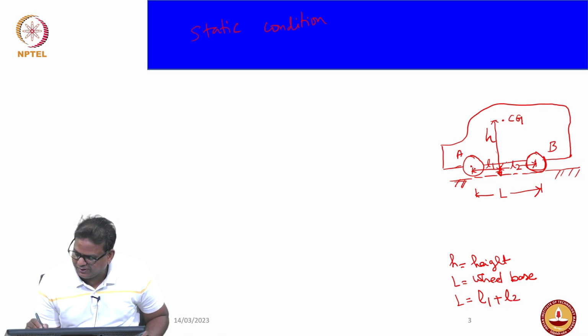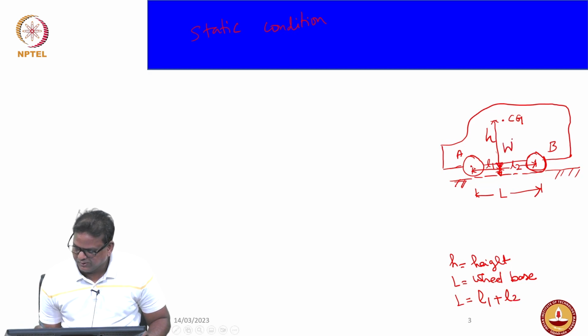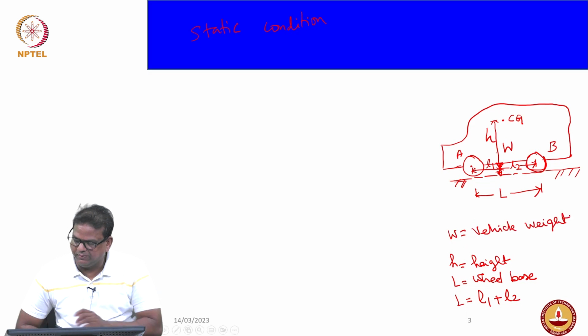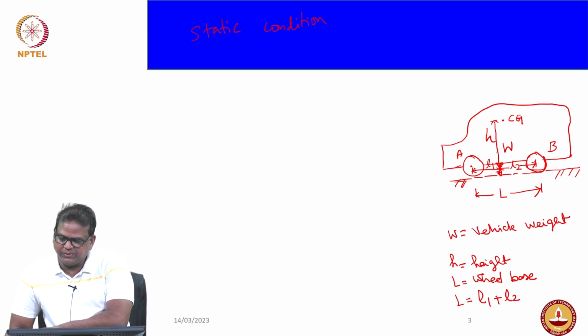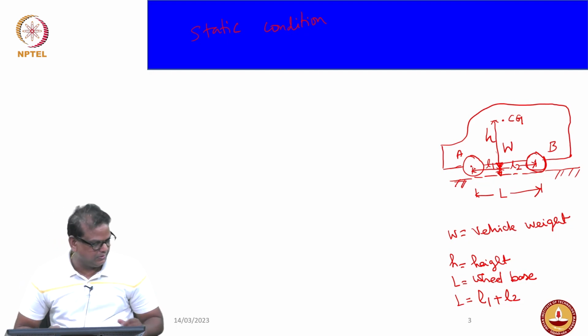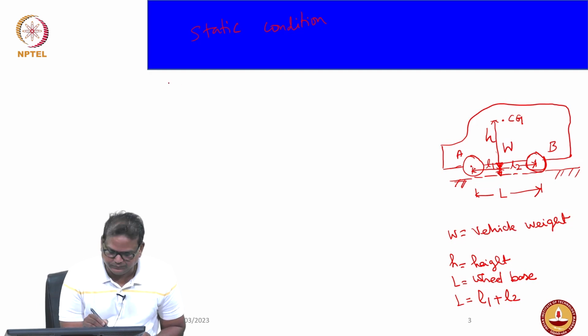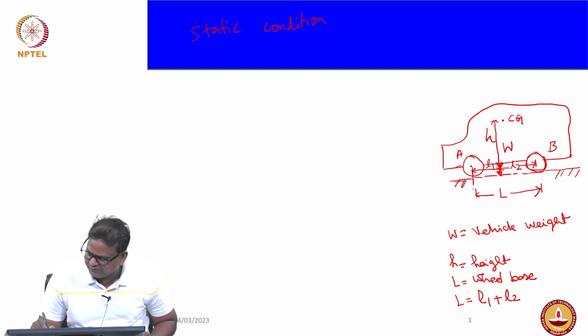From the center of gravity the entire load of the vehicle is acting downward. W is the vehicle weight. That is clearly given. Any other information? Nothing, right. So, at the moment this is the static condition. So, what do you expect the reaction forces to be at the front axle and the rear axle? What do you understand?